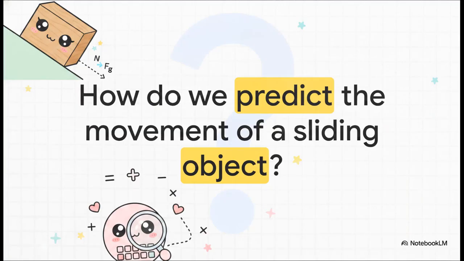So here's the fundamental question that's hooking our entire investigation today. How do we mathematically predict the exact movement of a sliding object? I mean, it sounds simple, right? A block just goes down a hill. But to accurately predict where that block is going to be at any given second, well, that requires us to translate physical reality into mathematical certainty. So let's unravel this case together.